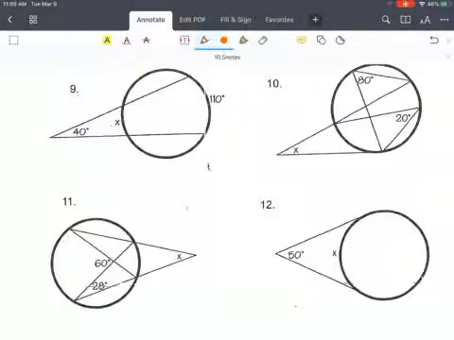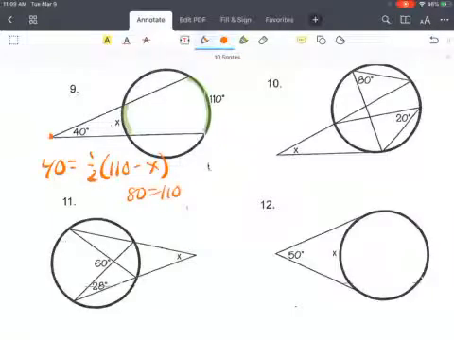Number 9, again, vertex on the outside. Arc of 110, arc of x. So 40 is equal to half of the difference of 110 minus x. So when I solve it, I can multiply both sides by 2. I'll get 80 equals 110 minus x, and so I know my x value here is 30.